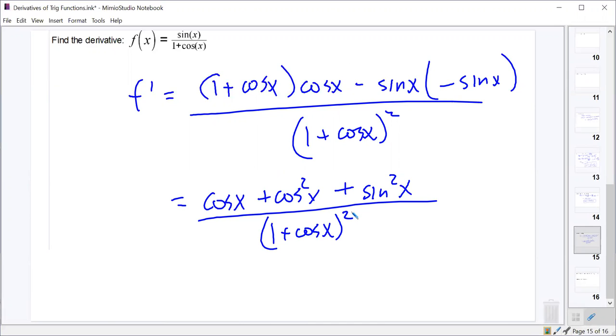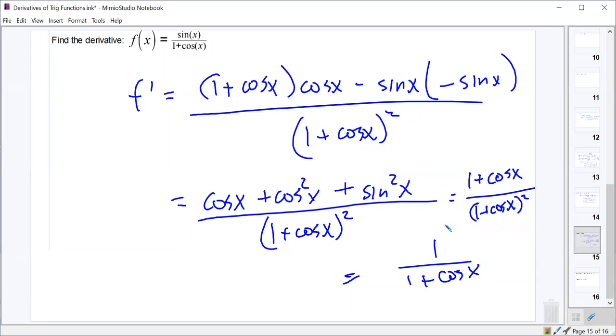Yep. And how can we simplify that? Cosine squared x plus sine squared x is just 1, so we would simplify to cosine x plus 1 in the numerator, and then in the denominator. Yep, so then 1 plus cosine over 1 plus cosine squared should just be 1 over 1 plus cosine. Everybody good there? Any questions or issues with that one? At the end there, where does the 1 plus go in the numerator? Oh, never mind. All right.